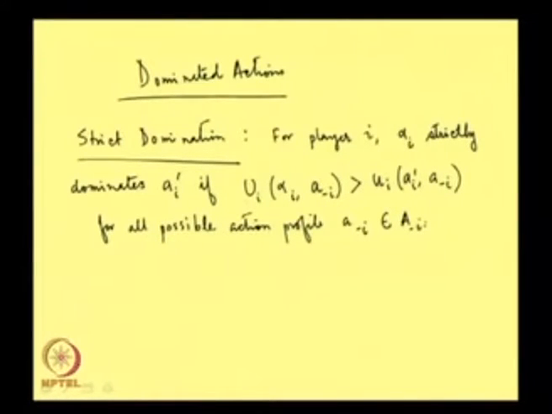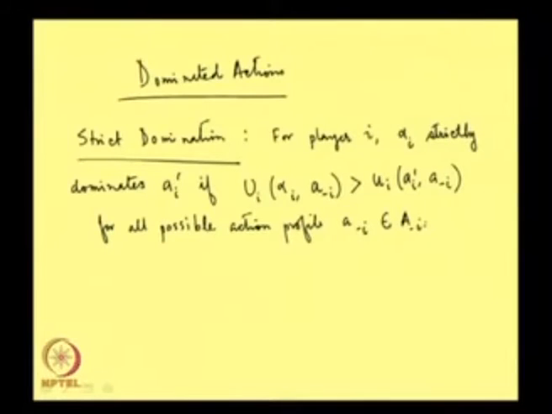for all possible action profiles small a naught I belonging to capital A naught I, which means that given that the other players are playing A naught I could be any kind of action profile, the expected payoff to player I from playing this mixed strategy alpha I is more than his payoff if he plays AI dashed. Then we say that this mixed strategy alpha I is strictly dominating his action AI dashed.